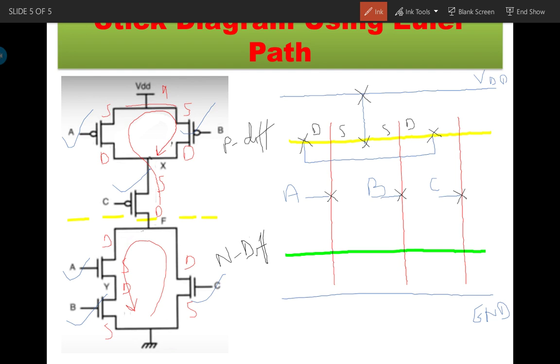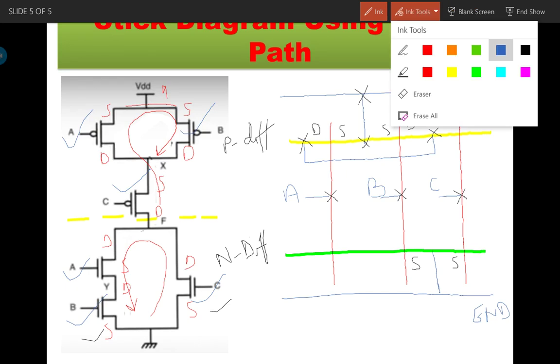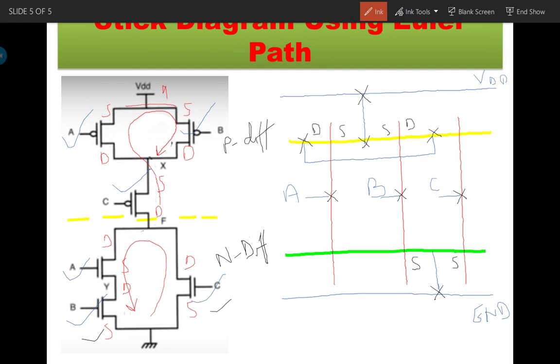The sources of B and C are connected to ground. So the source of B and C, that means you will consider the source here and the source here. They are connected to the ground. So take a ground connection here, and they will be connected with the cross. Right, so this connection is over.